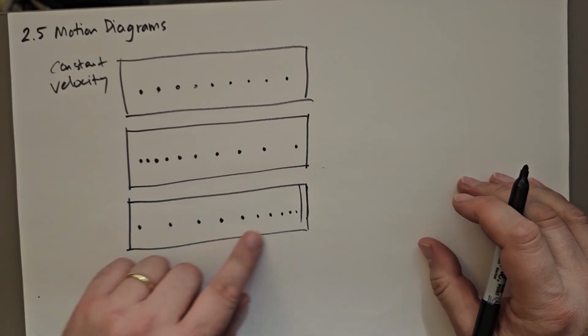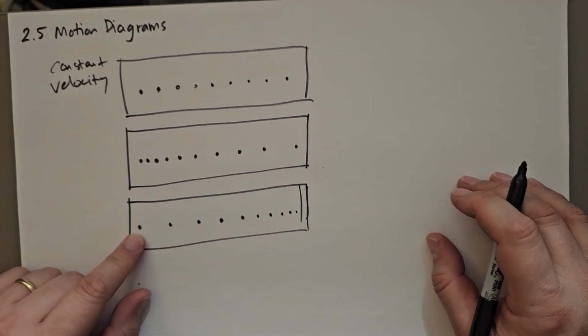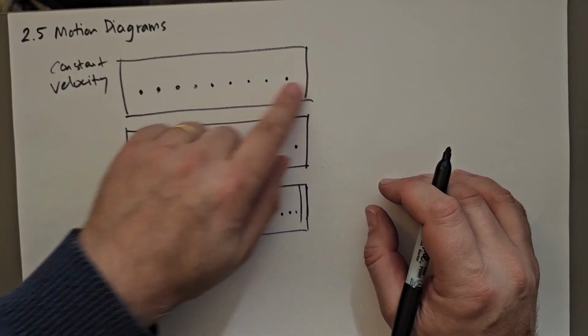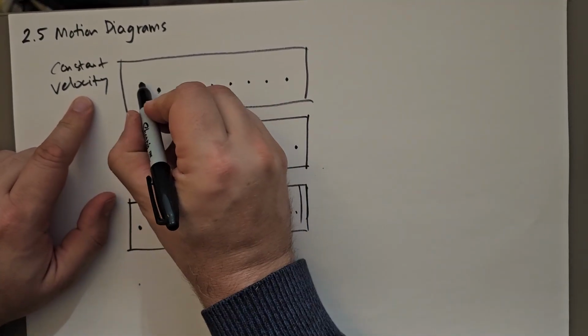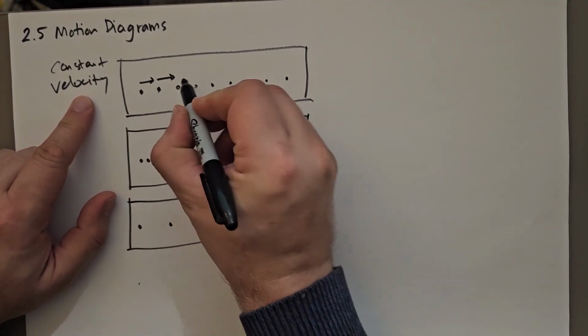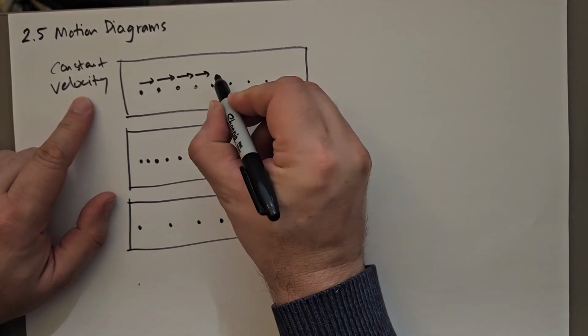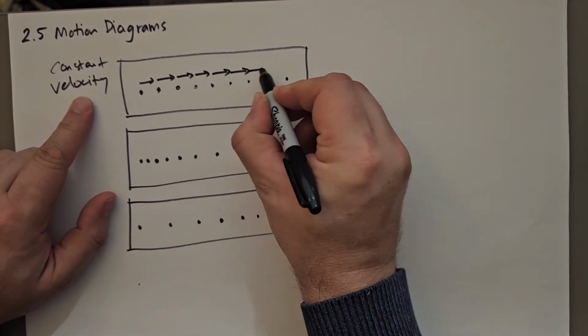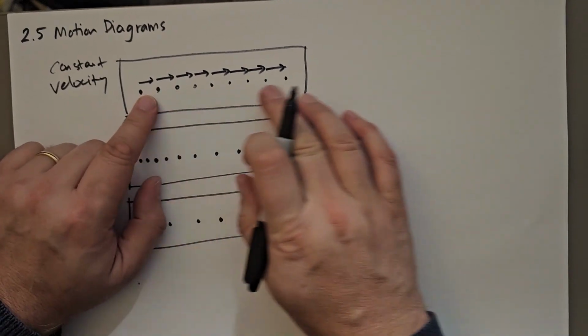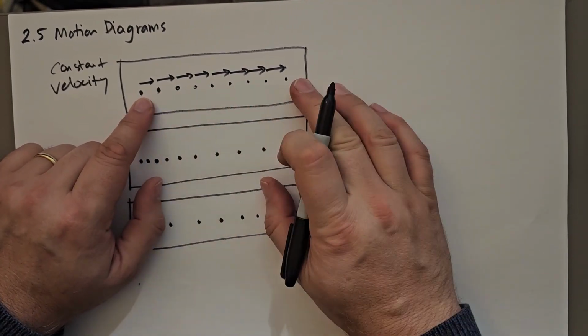And then it almost stops, right? And so this is kind of the opposite. Okay, so this is constant velocity, and we can measure the average velocity for each of these snapshots just by drawing an arrow from one picture to the next. And what do you notice about this arrow is it's always the same direction, and it's always the same size.